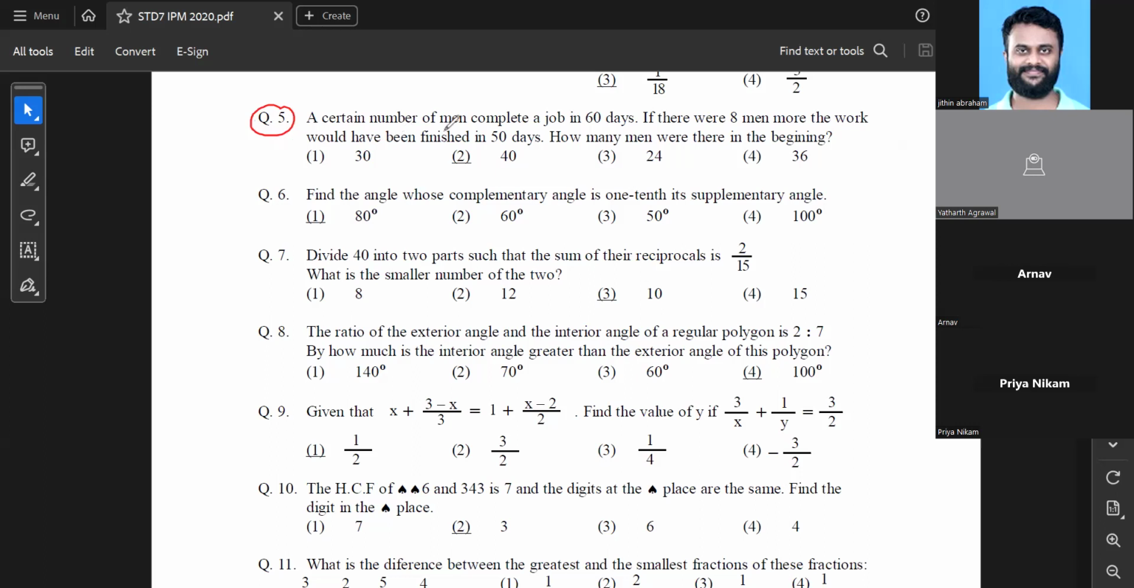Fifth question. A certain number of men would complete a job in 60 days. Let's say X number of men can complete a job in 60 days. So if X number of men can complete a job in 60 days, basically one man can do... just a minute.